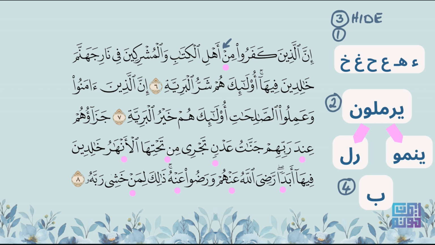Min tahtiha. Again, min. I'm ready to pronounce the ta, almost there. Min tahtiha. Okay, so this one we said it belongs to group number 3. It's hiding. This one also the same thing. And this one also is ikhfa.